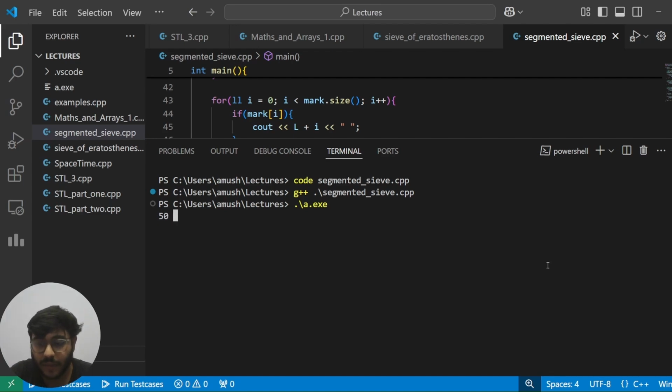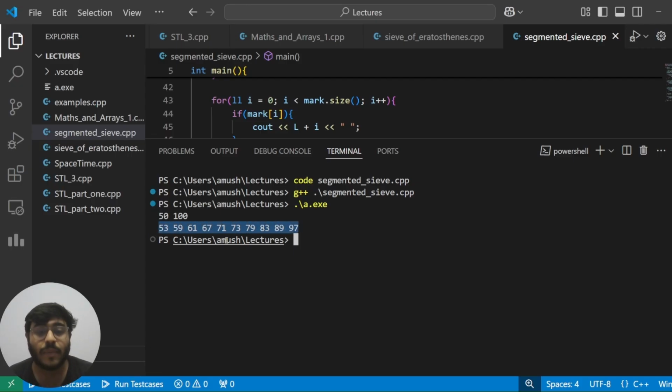Let's take 50 and 100 only. 50 and 100. So we can see 53, 59, 61, 67, 71, 73, 79, 83, 89 and 97. These are basically the prime numbers in the range from 50 up to 100. Let's check it again. Let me check. Numbers from 50 to 100 prime.